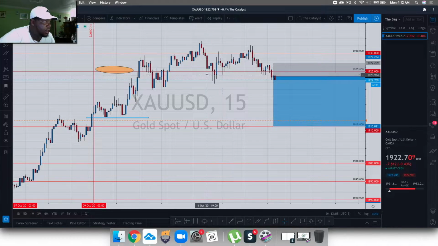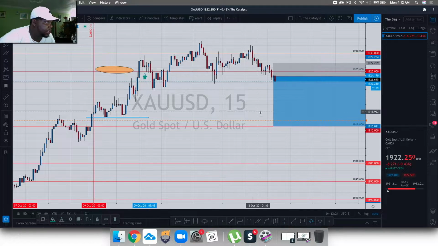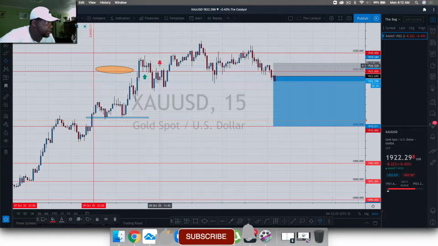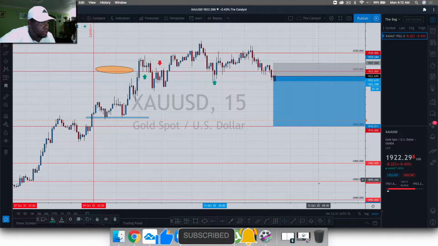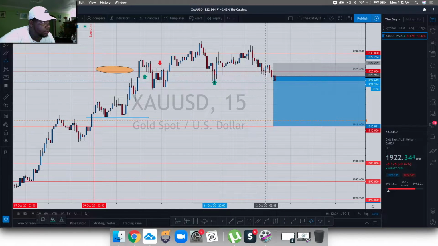So my zone is here at 1925. So this is my zone. As you guys can see, there's a lot of rejections taking place at this zone. Let me mark out those rejections so you guys see what I'm talking about. So I have rejections here, rejections here. We see some rejections here as well. We see some rejections here. Alright, so that proves a very strong zone.